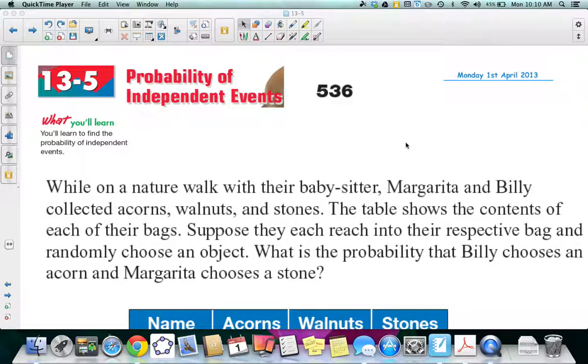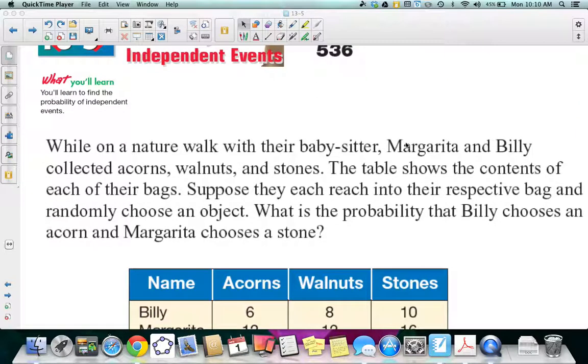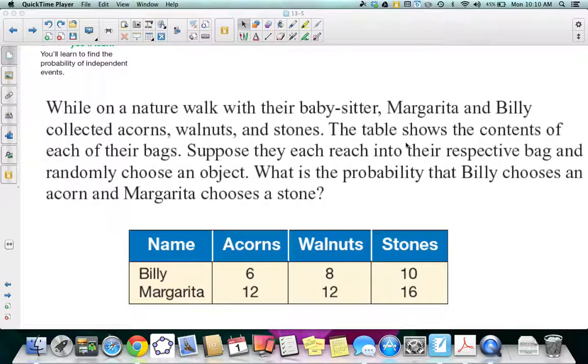Independent events. In this lesson, you will learn to find the probability of independent events. Before we do that, let's consider this example. While on a nature walk with their babysitter, Margarita and Billy collected acorns, walnuts, and stones. The table shows the contents of each of their bags.